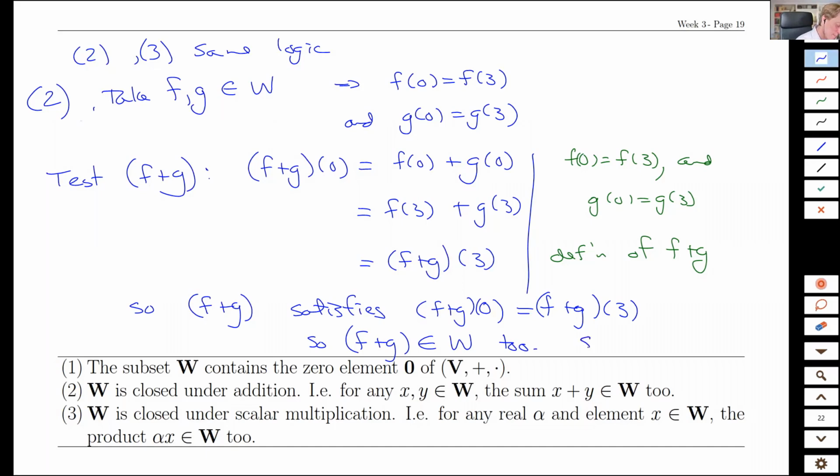So W is closed under addition. All right, sorry, that's the end of that page. Go ahead.